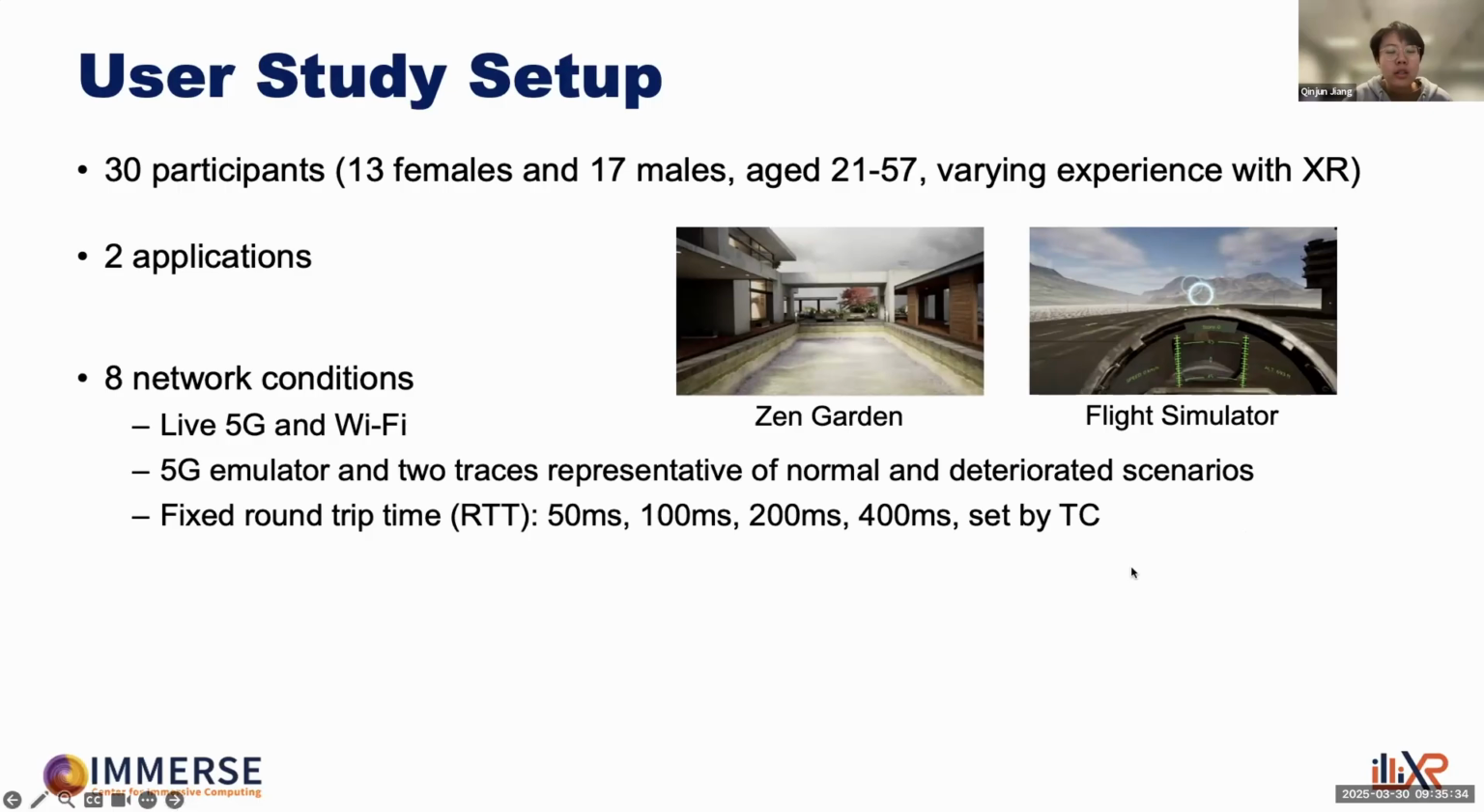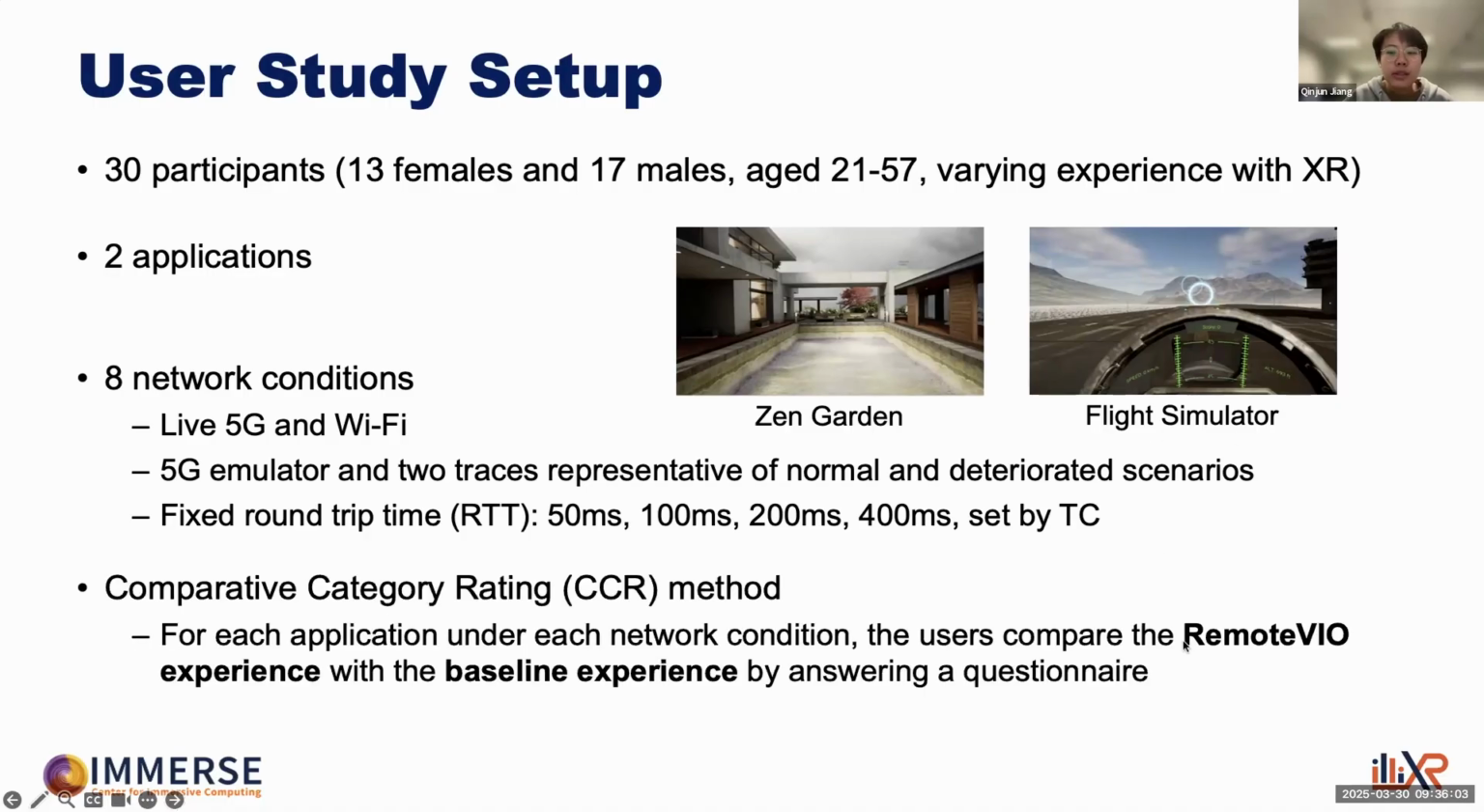We tested under 8 network conditions, and 2 of them are the live 5G and Wi-Fi when offloading to the AWS server, which is about 300 miles away from the testing site. Another 2 are with the 5G simulator and replaying 5G traces recorded in real life. And the final 4 are fixed round trip time, or RTT, which are set by the traffic control TC. For each application, under each network condition, the users answered a questionnaire and compared the remote VIO experience with the baseline experience, where the baseline experience means the VIO is actually running locally without offloading.